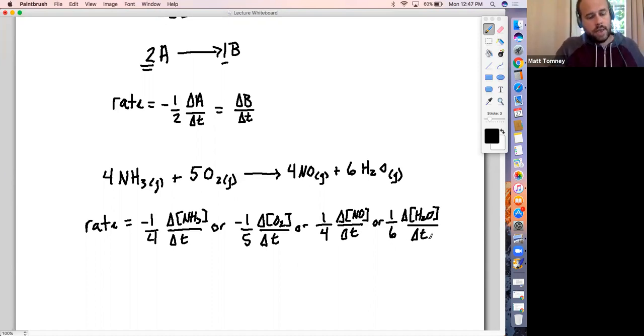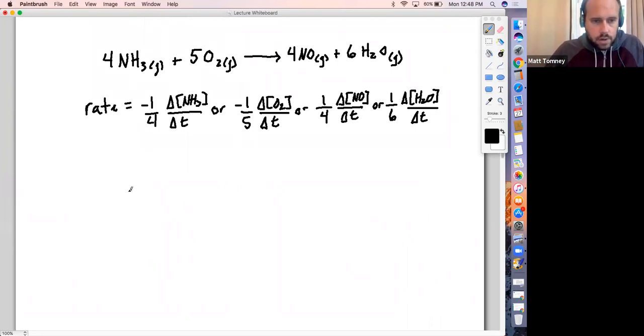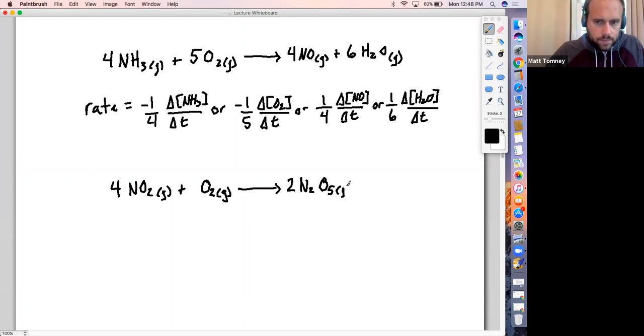So let's move on then and take a look at a problem that's going to be slightly more complicated, where we're actually plugging some numbers into these and solving, right? So the next thing that I want you to do is let's consider the following reaction. We're now going to work with 4 nitrogen dioxide gas plus molecular oxygen, and that is going to go over to 2 of the dinitrogen pentaoxide gas molecules.